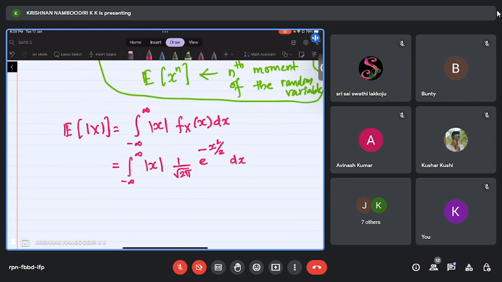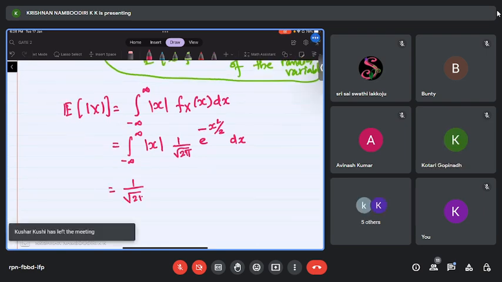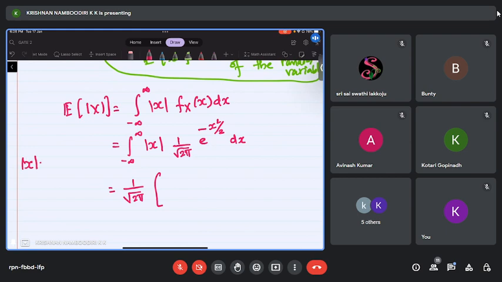It's a zero mean unit variance Gaussian random variable. So let us take this 1 by root 2 pi outside, and we can split this integral into 2. If x is in between minus infinity and infinity, modulus of x will always be positive, right? How is modulus of x defined? Modulus of x equals minus x if x is less than or equal to 0. Modulus of x equals x if x is greater than or equal to 0. So this is the graph of modulus of x, right?